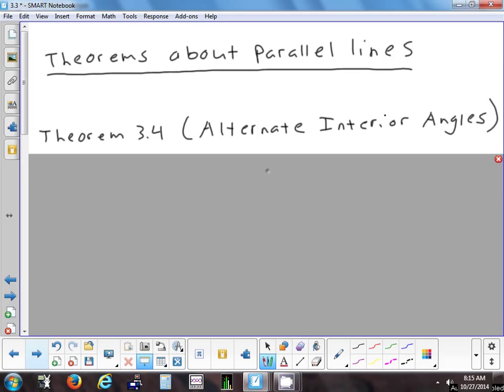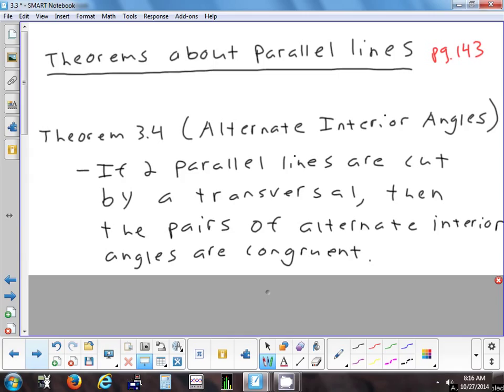Okay, so we're going to have a few theorems about parallel lines and transversals. Okay, all these theorems are on page 143. Because they get kind of lengthy because you're writing the same thing over and over. If two parallel lines are cut by a transversal, then, and then it changes for each theorem. Okay, so the first one is your alternate interior angles theorem. Okay, we just mentioned it. If two parallel lines are cut by a transversal, then the two pairs of alternate interior angles are congruent.